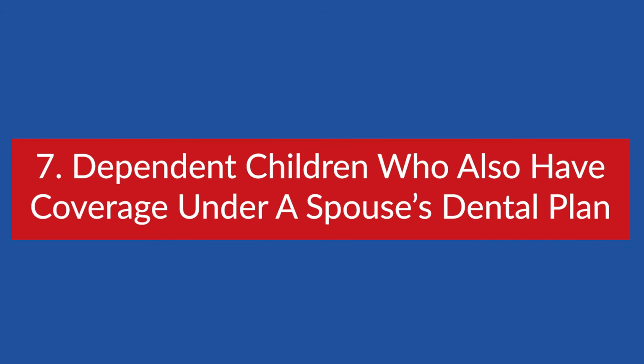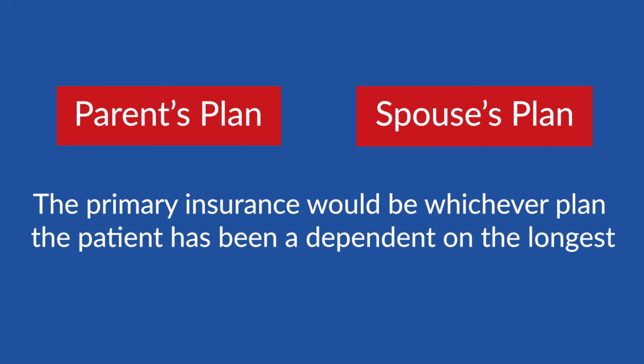Number 7, dependent children who also have coverage under a spouse's dental plan. This rule applies to patients who have gotten married but are still on their parents' insurance and have been added to their spouse's insurance plan. The primary insurance would be whichever plan the patient has been a dependent on the longest.